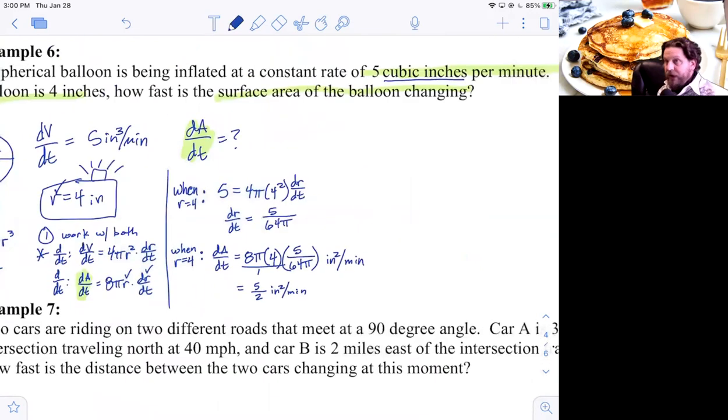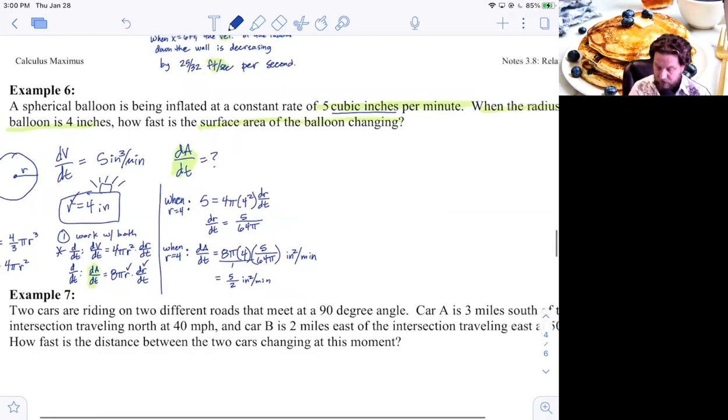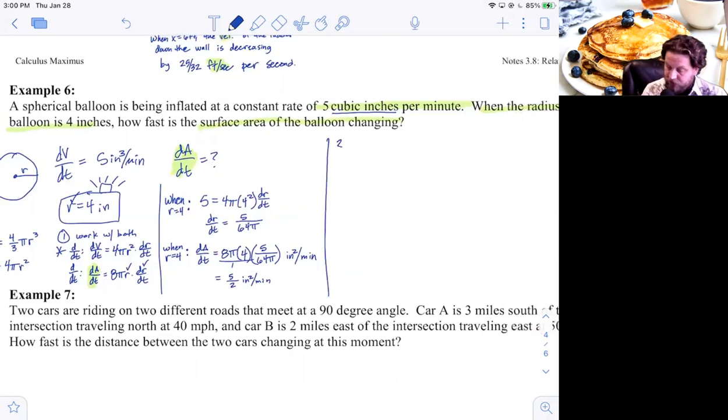So that wasn't too bad. You just work with both of them and it works itself out. You're just using one of them because you're given V, you got to go through the volume equation and it ultimately gives you dr dt, which you then can use to plug in the other. All right, the other option is to get A in terms of V.